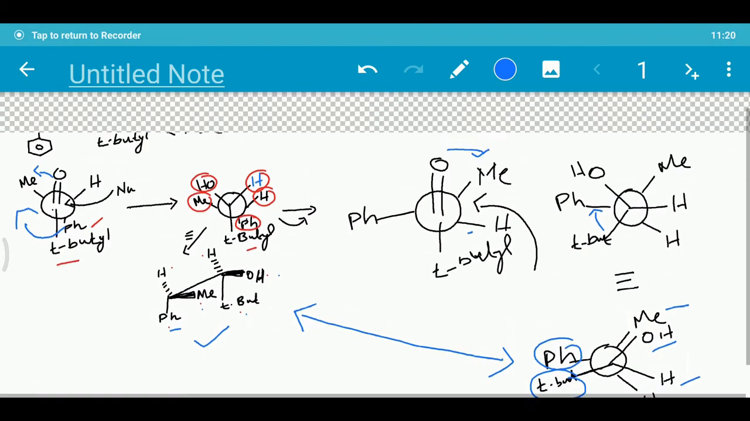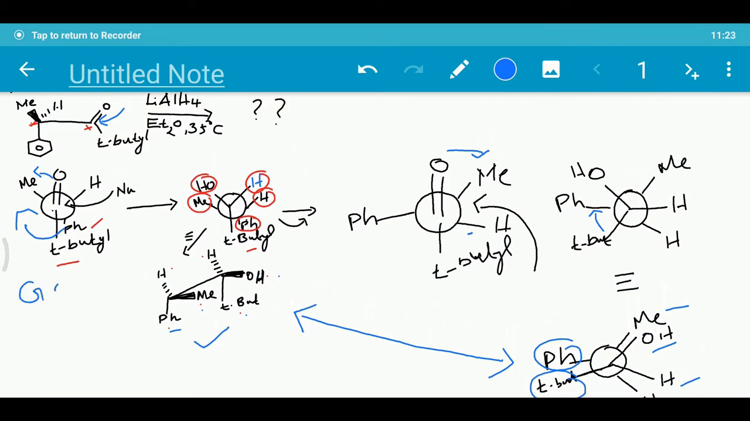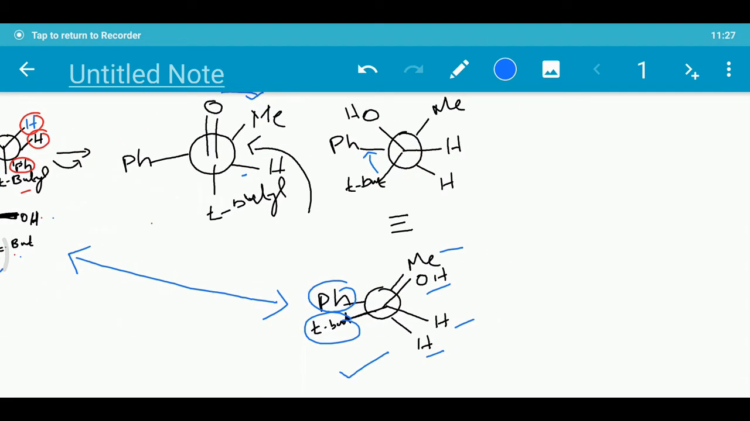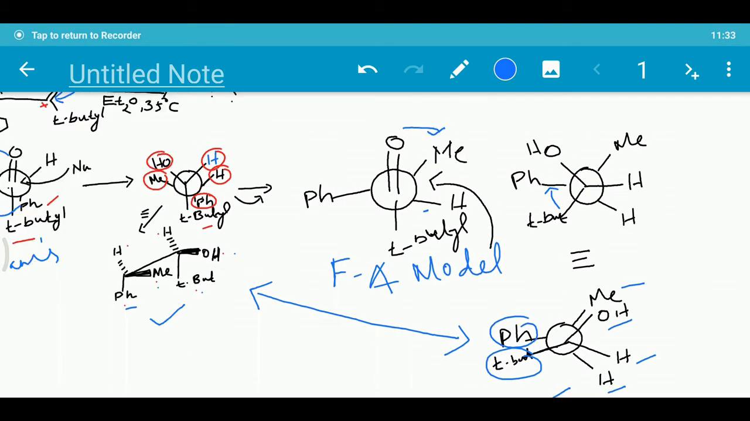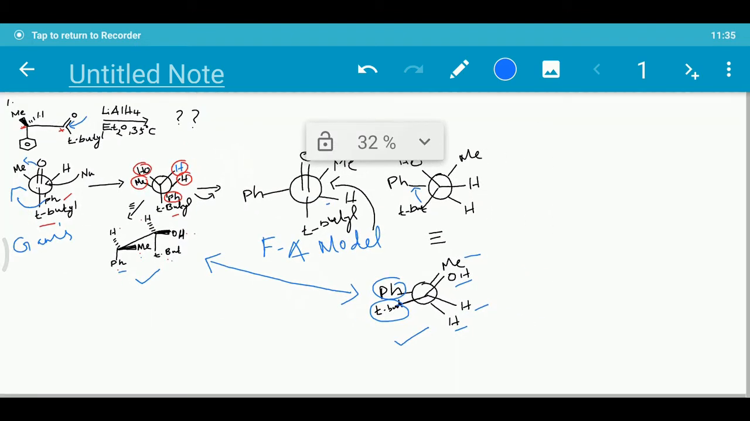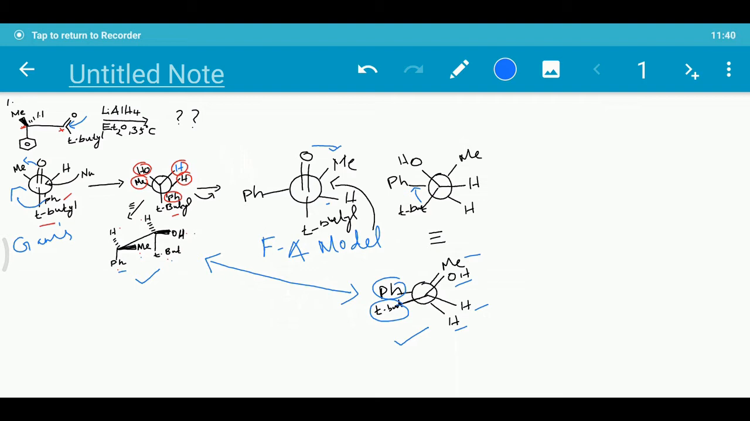So you get the same product when you apply the Cram's model and also the Felkin-Anh model. So this is how we need to proceed whenever we get a problem using Cram's rule.